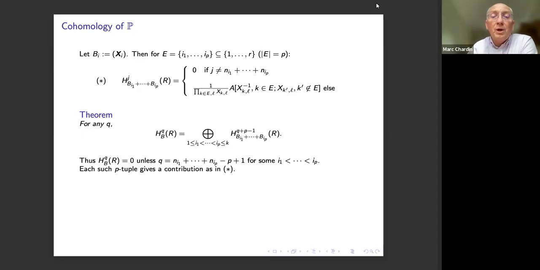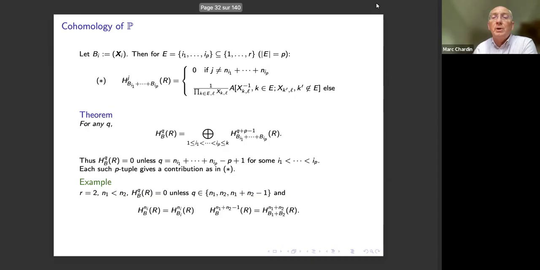So let me give just one simple example: the case of two projective spaces. Let's say that the degrees are different. Then the cohomology will be 0 unless it lies in three degrees: first the number of variables in the first pack, the number of variables in the second pack, and the sum of these two numbers minus 1.